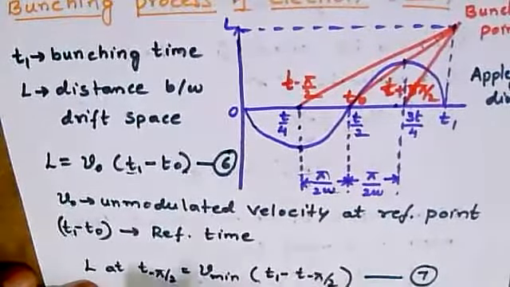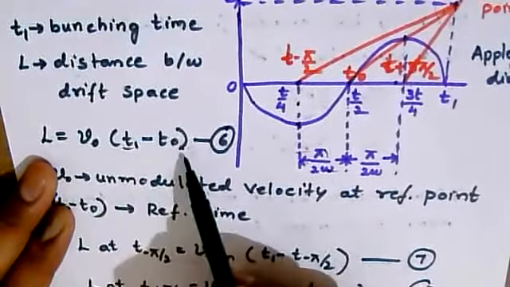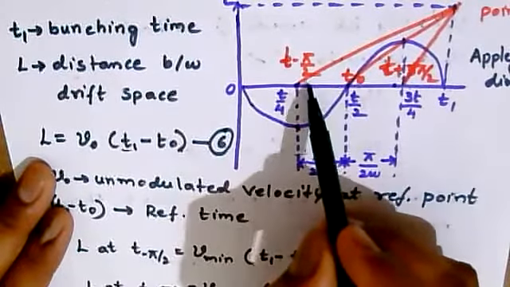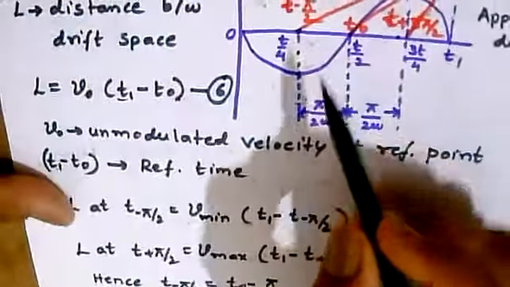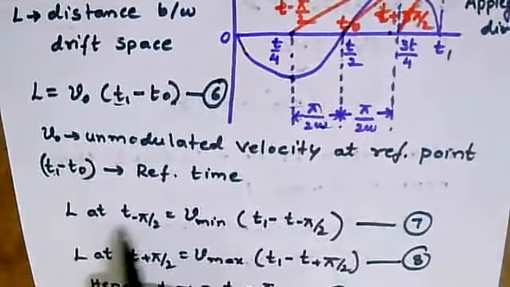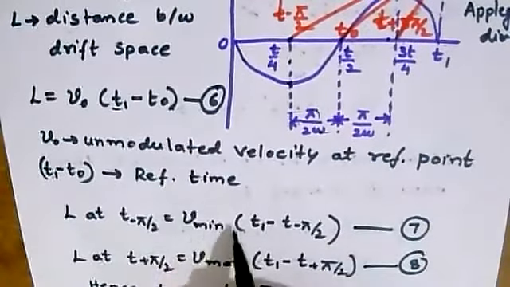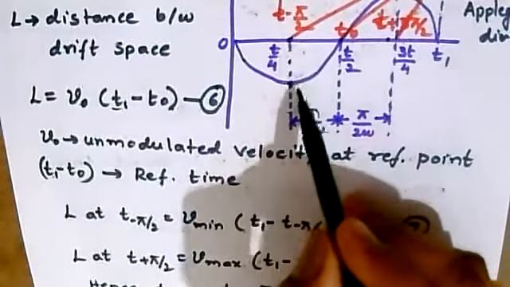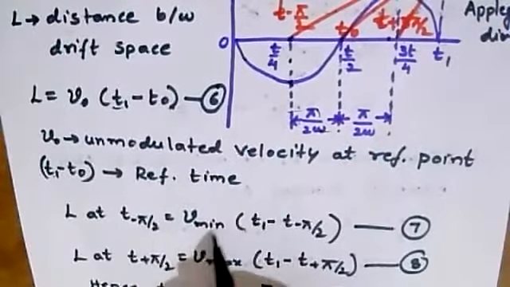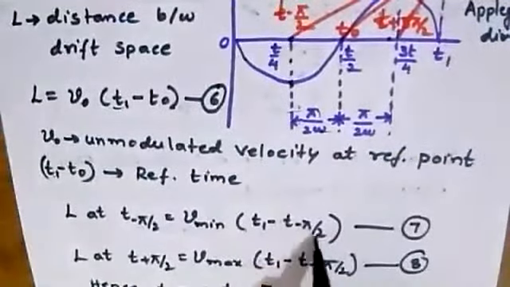If you go through it by yourself, within just 5 to 10 minutes you can understand it. Now with this, there are 3 different times: the standard time at the reference, and the distance at t minus pi by 2, which we are representing here in 2 different ways. In equations 7 and 8, the distance at t minus pi by 2 is regarded as the minimum velocity, because at t minus pi by 2 it is influenced by the negative RF field. And t1 is the reference, t1 minus t minus pi by 2.